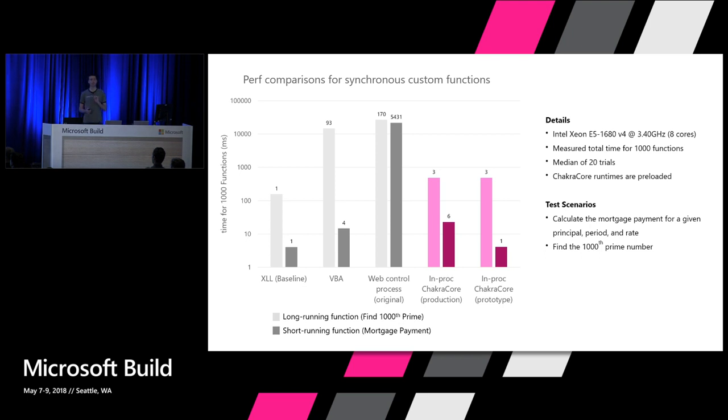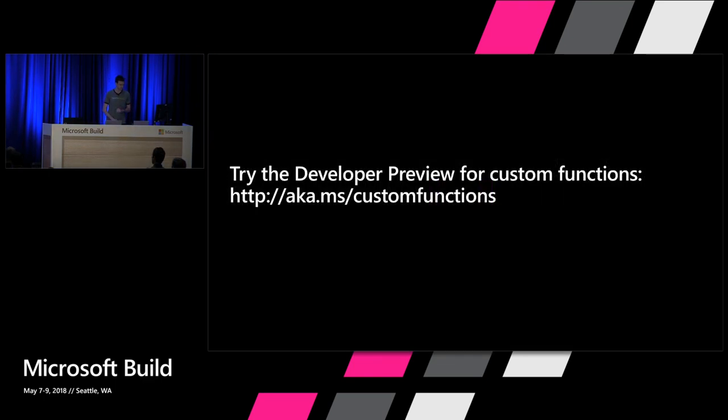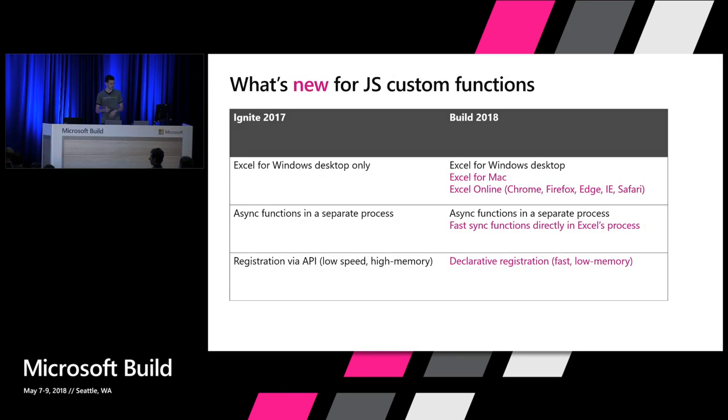And I want you guys to all try out the performance that we have, give us your feedback, and let us know what you think. I mentioned that we're in preview for custom functions. And I'll just plug the URL of that again, aka.ms/customfunctions. You can try it out right now. It's been available in preview for 6 months now. And starting today, you can try out all the new features that I've talked about.